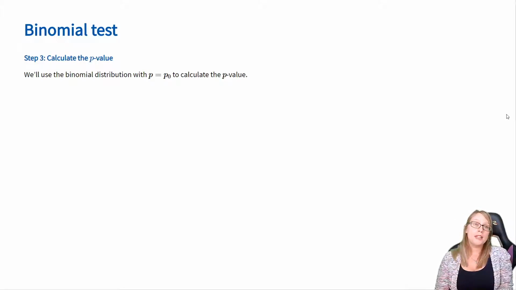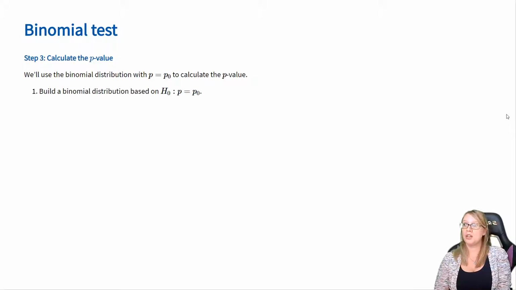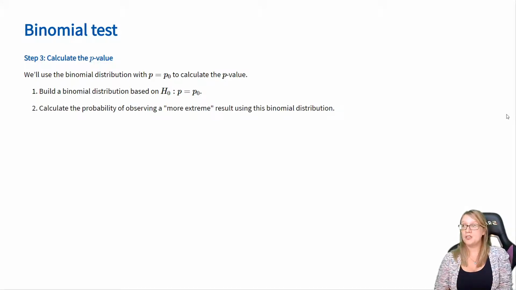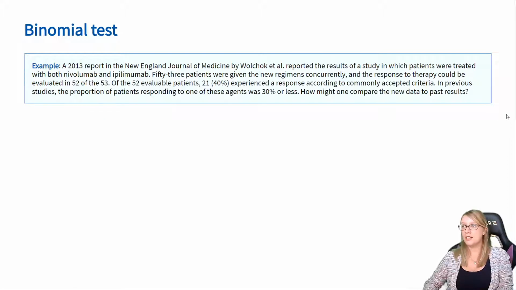Alright, so step 3 is to calculate the p-value. So we will use the binomial distribution directly to calculate the p-value. Here's how we'll do that. We will plug this value from our null hypothesis, p0, into a binomial distribution. We'll build up that binomial distribution, assuming that the null hypothesis is true, and then we'll calculate directly from that binomial distribution the probability of observing a more extreme result. We'll do all of this in the background in R, so we won't do any of this calculation by hand, we won't see this process happening, but that is how the p-value is truly being calculated.